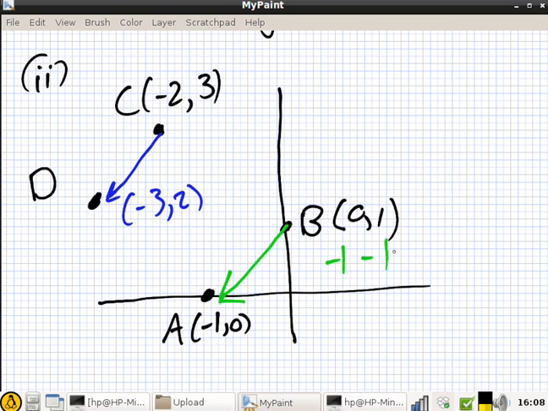Sorry, I stopped the recording. I didn't realise there was one part left, so I need to stitch these two videos together. The last part is prove that CD is perpendicular to BC.